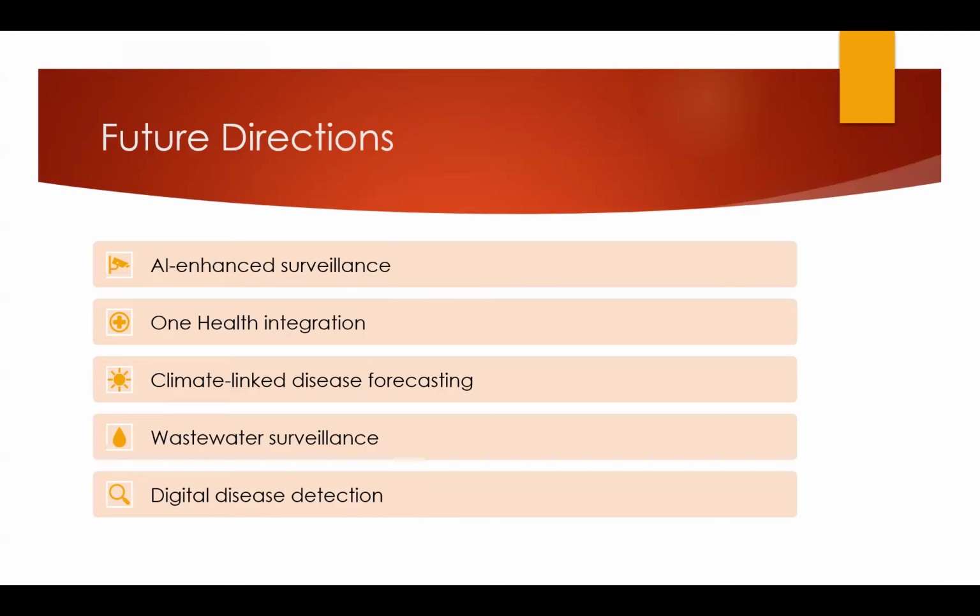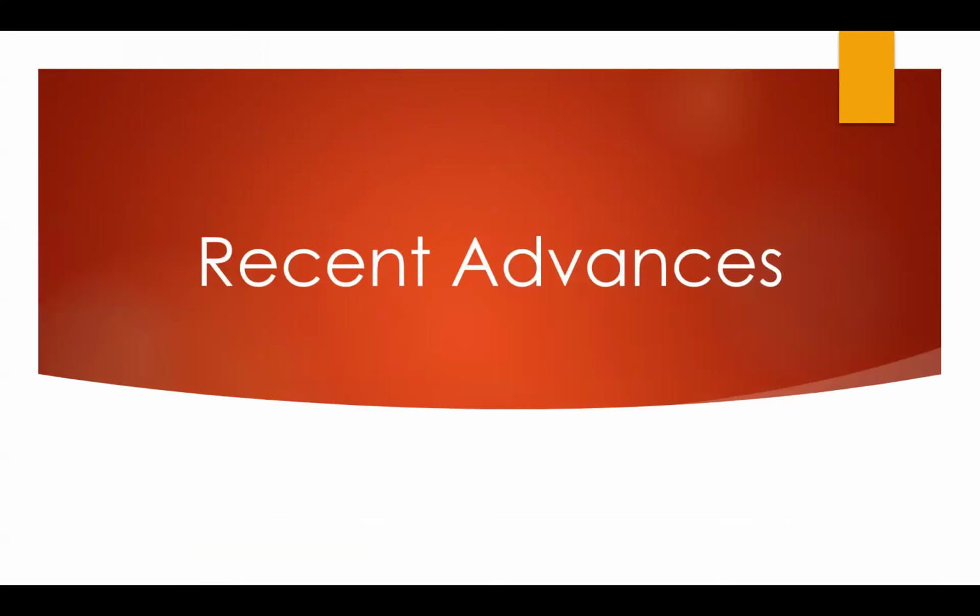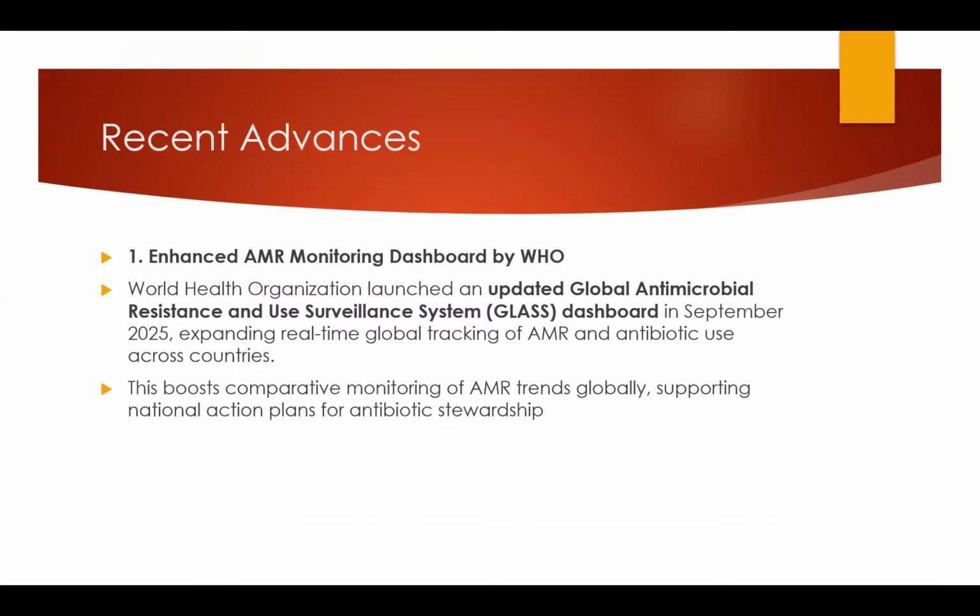So, future directions. One of the most important is using AI-enhanced surveillance and One Health integration, which is the most important need of the hour: climate-linked disease forecasting, wastewater surveillance, and digital disease detection. So, in recent advances, these are some of the advances in WHO.